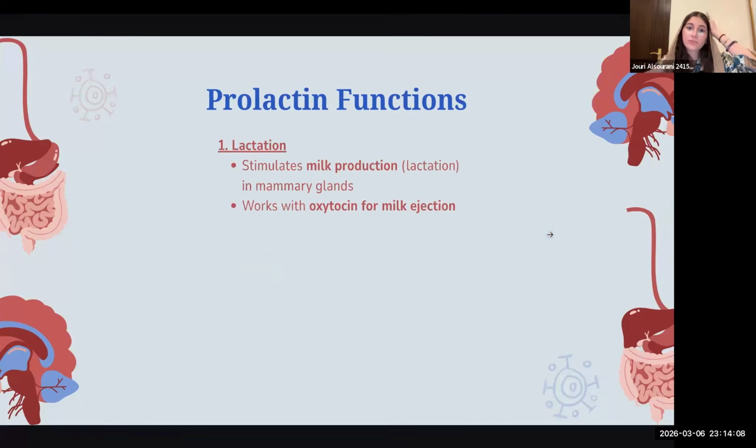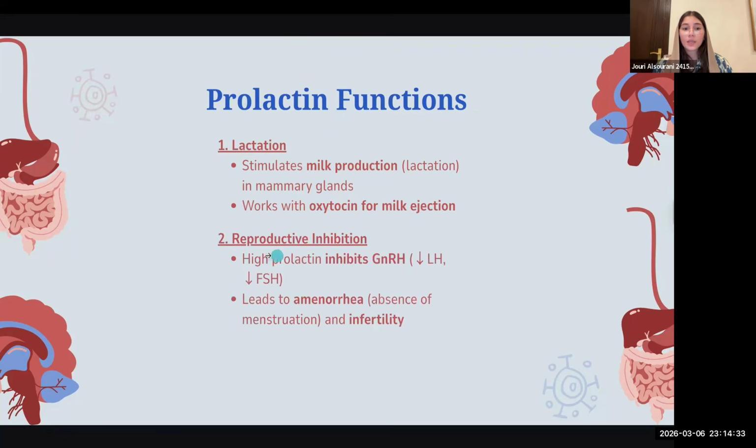Okay, so what does prolactin do? The most important thing is lactation, right? So we have prolactin stimulating the production of milk in mammary glands. And it works with oxytocin for milk ejection. But don't get confused. Oxytocin is not producing milk. It's just helping with the ejection. Prolactin is what produces the milk in the mammary glands, okay?